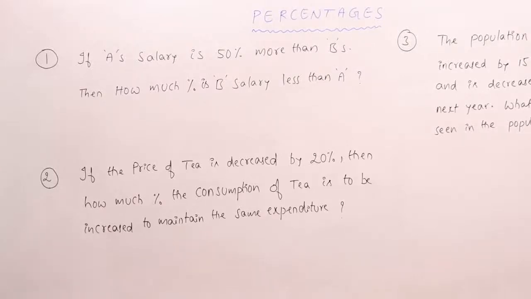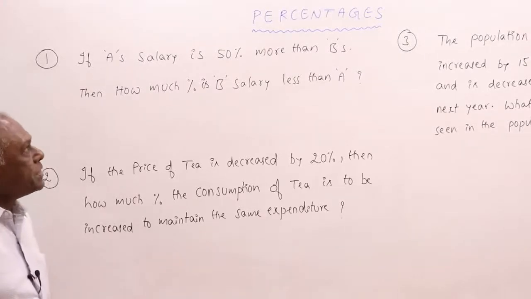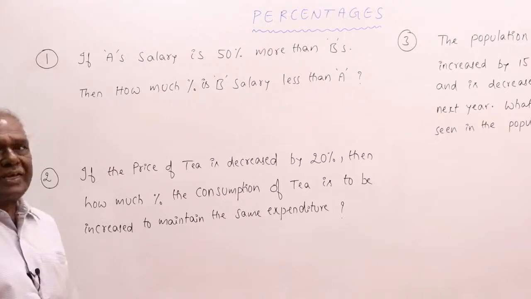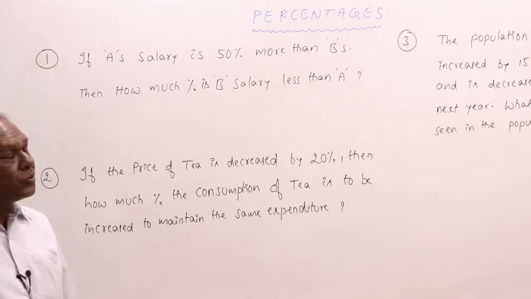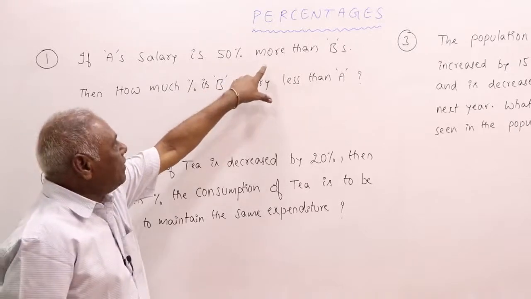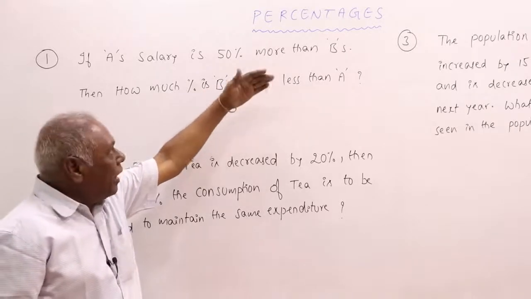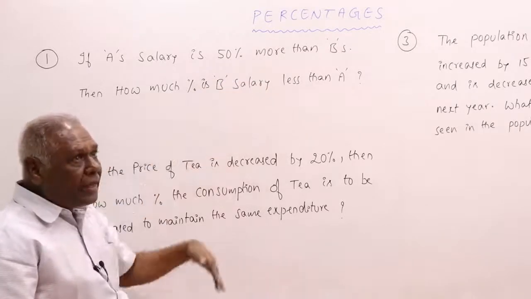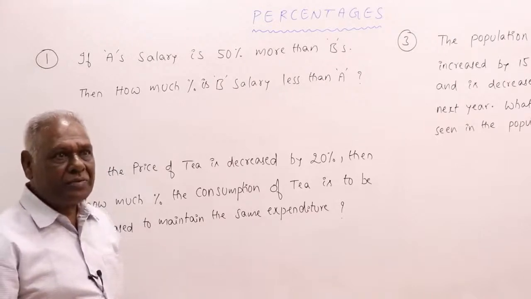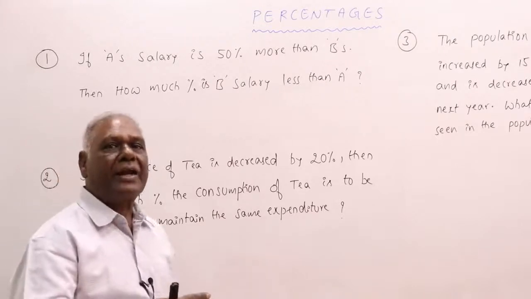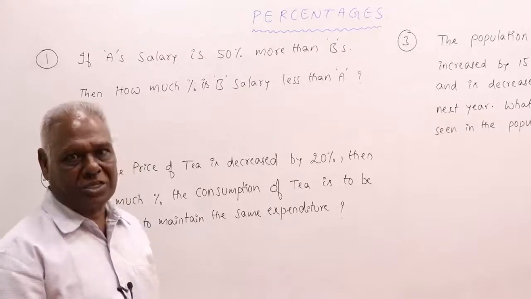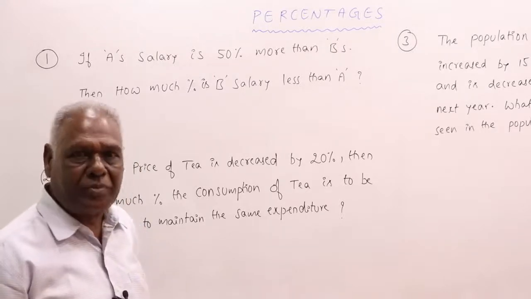So in the problem, A's salary is 50% more than B's, then how much is B's salary less than A? So in order to do the problem very easily, here "more" is given. Remember, it is R by 100 plus R into 100 when more is given. If less is given, it is R by 100 minus R. So that you can very easily remember.